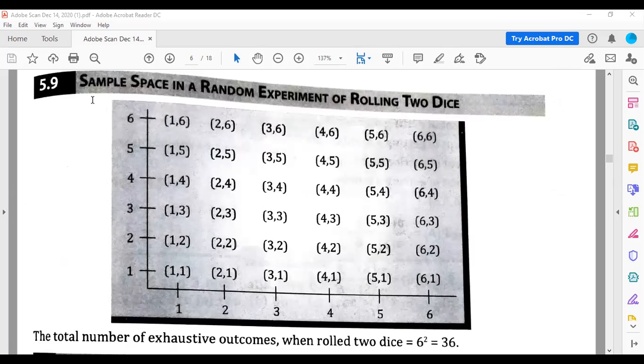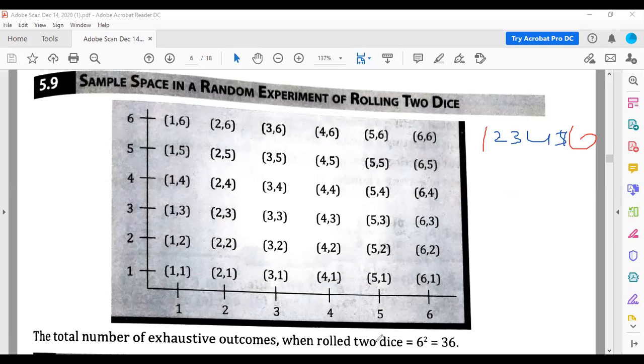Now, one more thing. Sample space in a random experiment of rolling 2 dice. Let's say we are playing Ludo, with 2 dice, or 2 of them are playing Ludo separately, if you think like that. So what are the possible outcomes that you can get? What are the possible outcomes when you roll 2 dice? Now a dice will have the numbers from 1 to 6, correct? 1, 2, 3, 4, 5, 6.